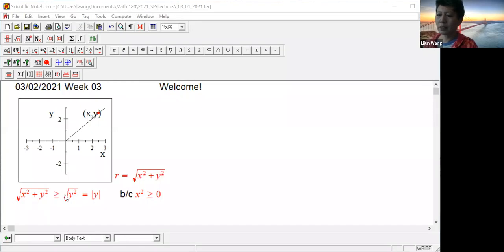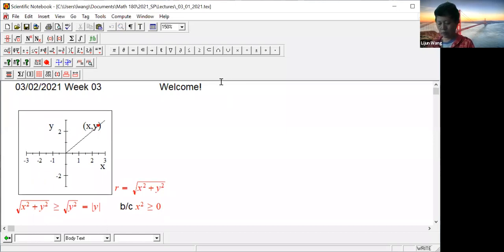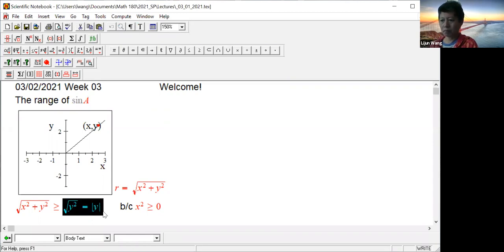Yesterday we studied that the square root of y squared is the same as the absolute value of y. So we have gone over that, right? So the topic still is the range of sine of any angle. Okay, why can it be any angle, right? We still study the domain and range of sine. Okay, so we were here.